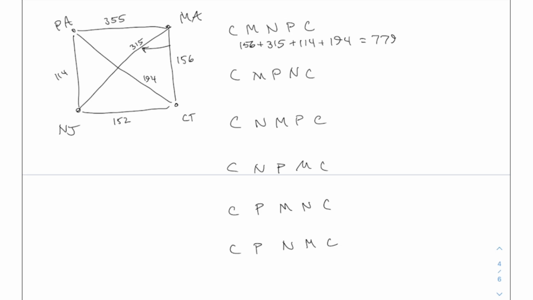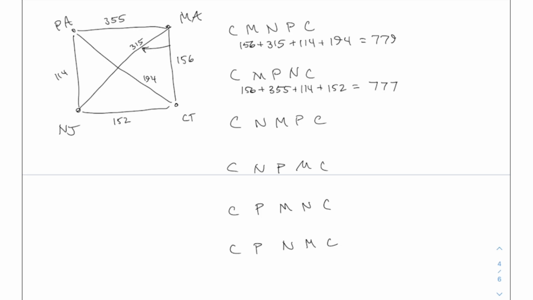C, M, P, N, and C. The C to M is, again, 156, plus M to P is 355, P to N is 114, N to C is 152. Add those together. I did this ahead of time. I got 777. How you like that? Those are almost the same, but I suppose the second one is slightly better. 2 miles less total distance.